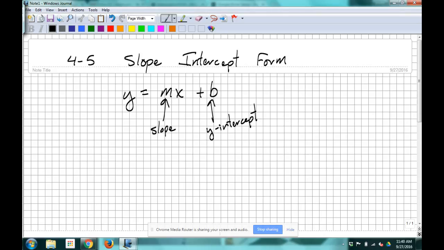Always in slope-intercept form, get y by itself. That's what we want to do for sure when we get some equations that don't have it already in that form. Get y by itself, and then it makes it very easy to graph.